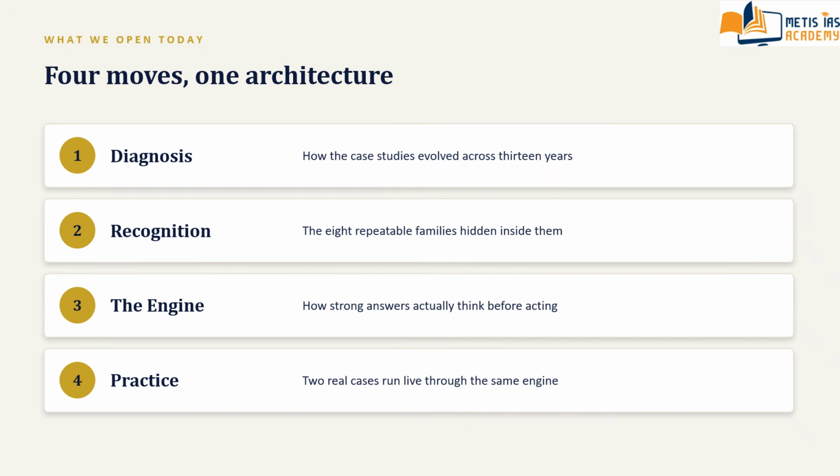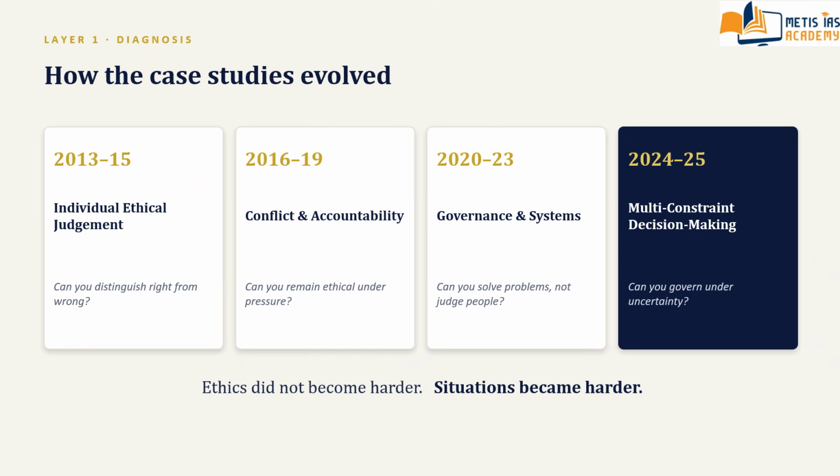What are the expected stakeholders? What is the expected case study answer like this? You have to write stakeholders, then options, then consequences. This much only they expected from students from 2016 to 2019 as far as case study writing is concerned. So this 2016 to 2019 stage is called the conflict and accountability stage.